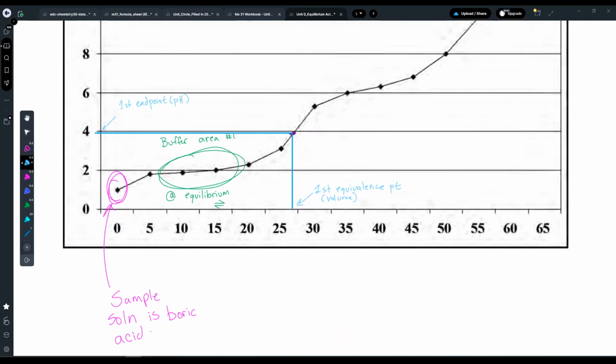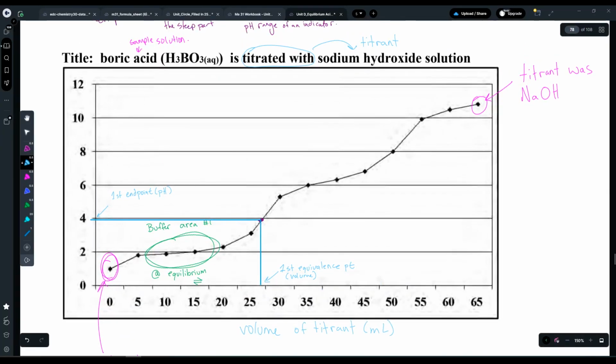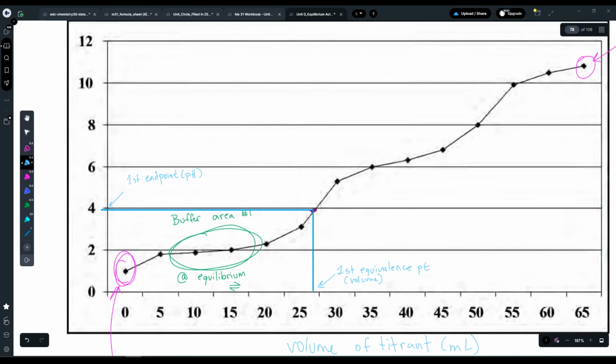Now, what I should also add in along the x-axis here is that this is telling us the volume of titrant used. So that's in milliliters. And the y-axis tells us the pH. So I'll write that in over here.